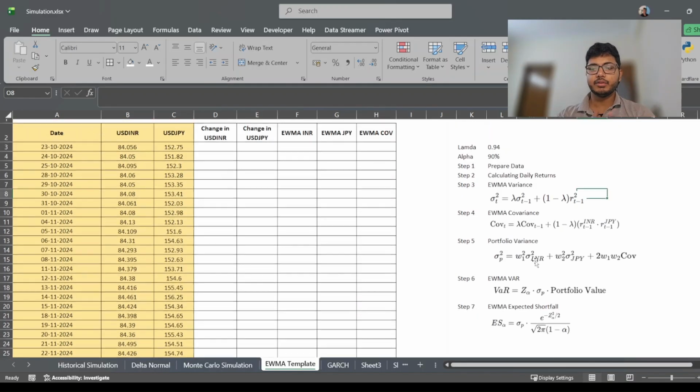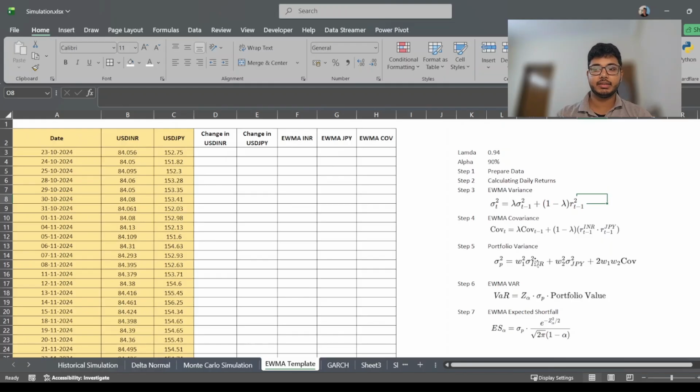We are going to implement this, and we are going to find out EWMA variance, EWMA covariance, then portfolio variance, then we are going to calculate VaR, then we are going to calculate the expected shortfall. These are the steps I have written here, so you can follow me through here.